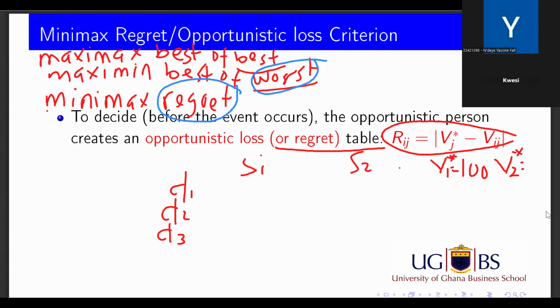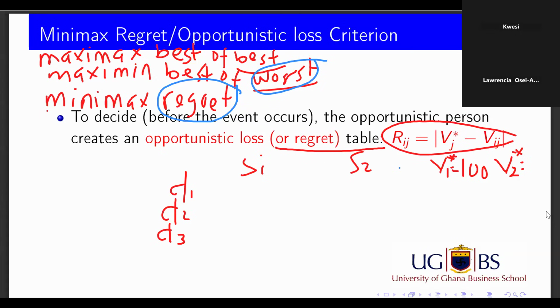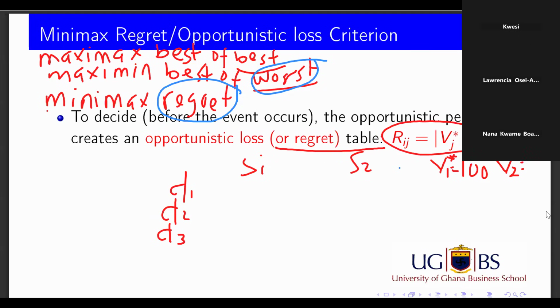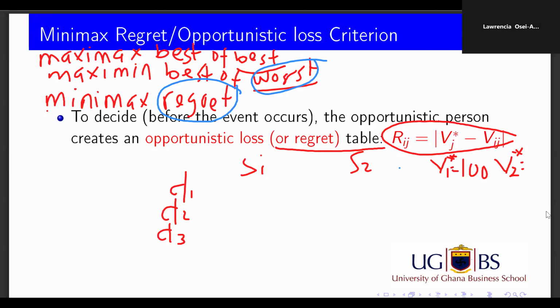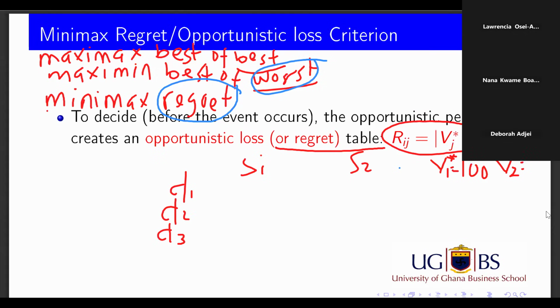Kwesi? The VJ star for column 2. What is that? Please, can you explain how you got the 100, the value for the highest? Okay, the guy who got 100, can you explain it to me? So, sir, you said that the VJ star are the highest values in the columns, and that for this problem set, we are having two columns, V1 star and then V2 star. V1 star is the values in the first column. When we look at the first column, we have 50, 100, and 30. And so the highest value in that column, V1, is 100.